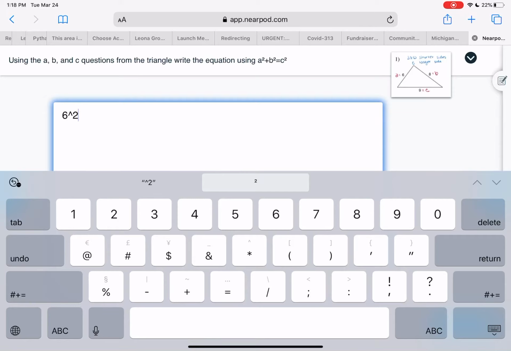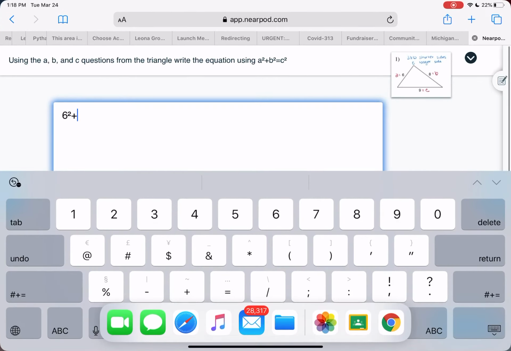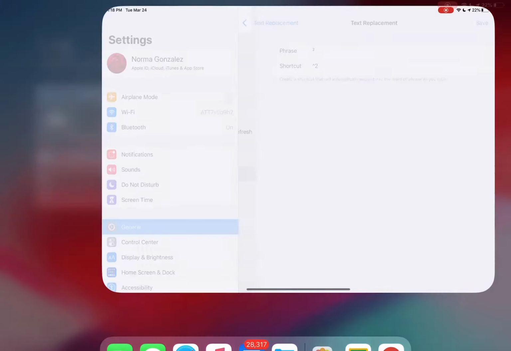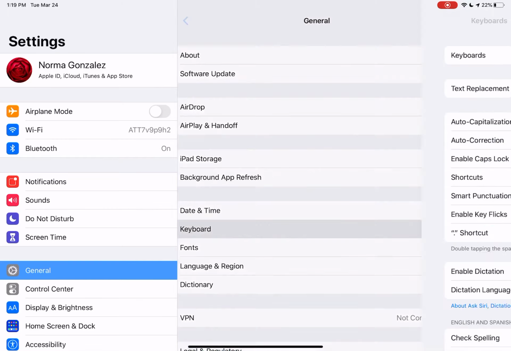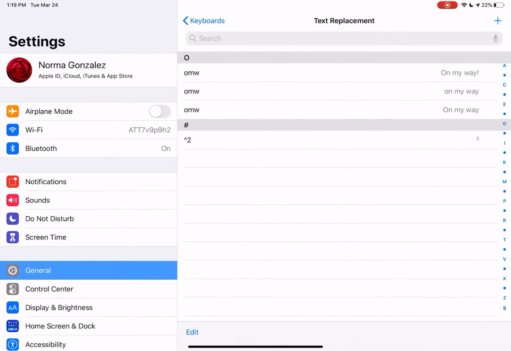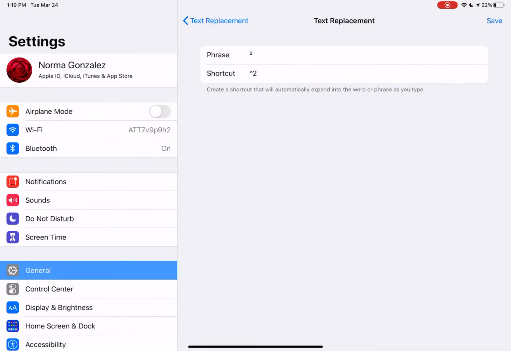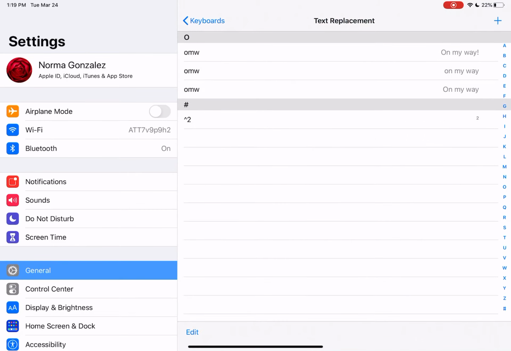And then I actually created a shortcut so that it did turn into the square. So every time I write the caret 2, it's going to change it to squared. If you guys are using Apple, you can go to Settings, General, Keyboard, and then Text Replacements, and that's just where I replace my caret 2 with squared. Okay.